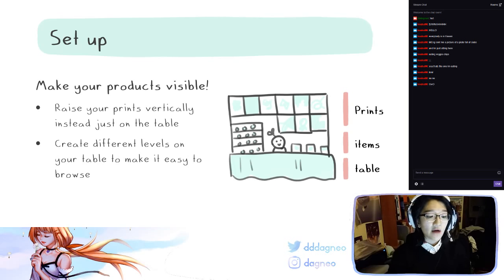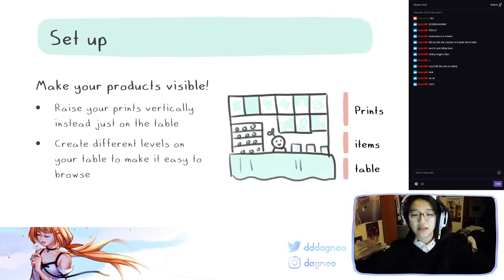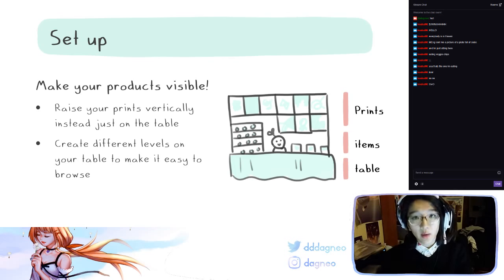If you have craft items like charms, notebooks, things like that, it's really important that you have different levels on your table, so that the things in the front aren't blocking the view of the things in the back. A good idea is to have staircase kind of displays, so that everything is cascading and visible. Again, that's the same reason as for the prints. It makes it easy for somebody walking by to glance at your table, see what you have, and if they're interested, they can come and ask you more about it.